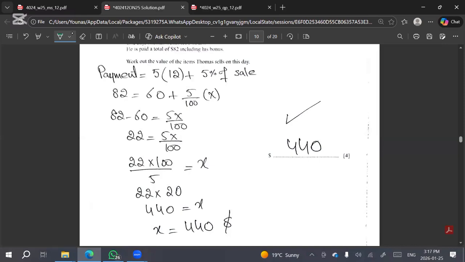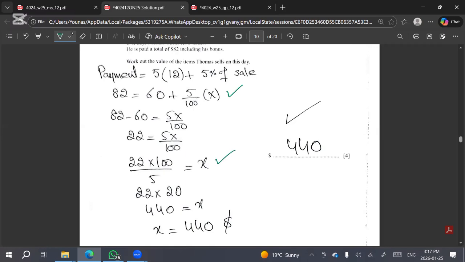So suppose the sale is x dollars. So 82, that's the total payment, equals 5 multiply 12 is 60 plus 5% of x. Then bring this 60 to the other side. So 82 minus 60 equals 5x by 100. So you will have 22 equals 5x by 100. So bring this 100 to the left side and 5 to the left side.